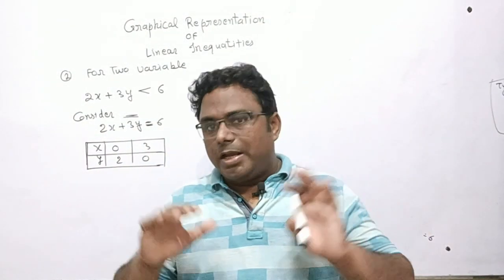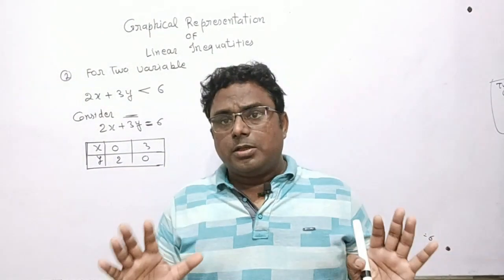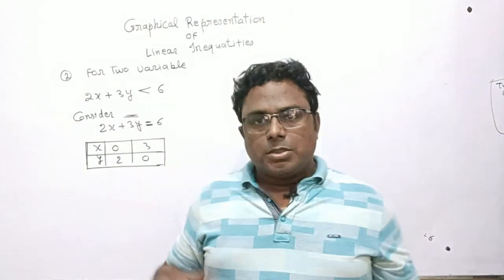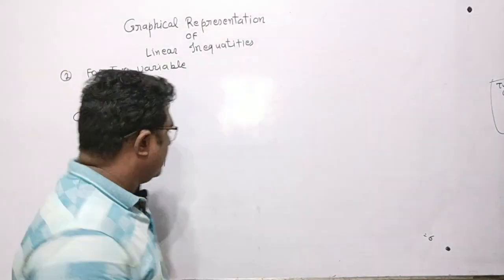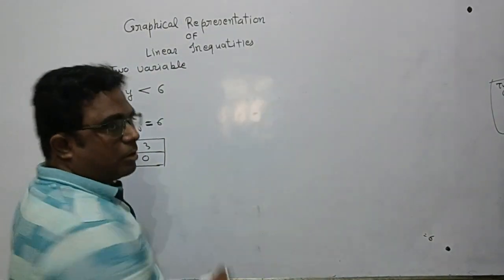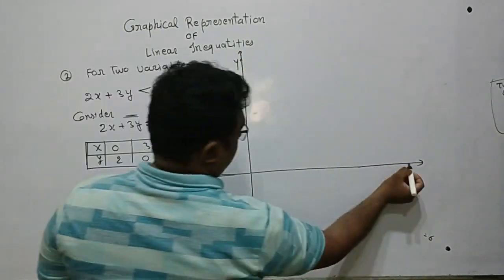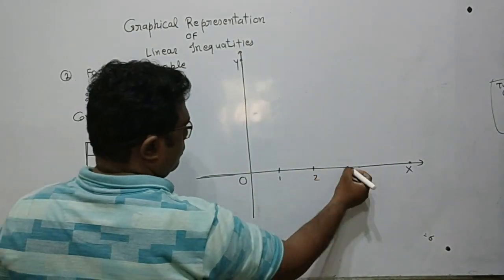You can find out any number of points, it's your choice, but at least 2 points are required to draw any straight line. So 2 points are sufficient. After that, we will draw the Cartesian plane and we will mark these points on the Cartesian plane and draw the straight line. Let us see.